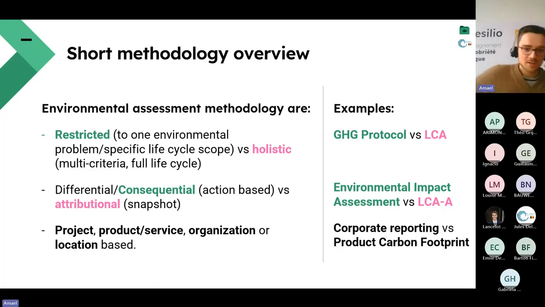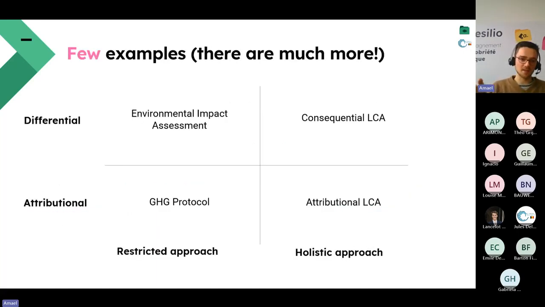And moving to the last dimension, which is very easy to understand, you can have it on a project, product, organization, or a location. I put it here in a bullet point. Here is exactly the same as a matrix. A two-by-two matrix makes consulting work for tens of years. So here you have a few examples. I could put many more, but you have the main dimensions: attributional, consequential, and restricted, holistic.